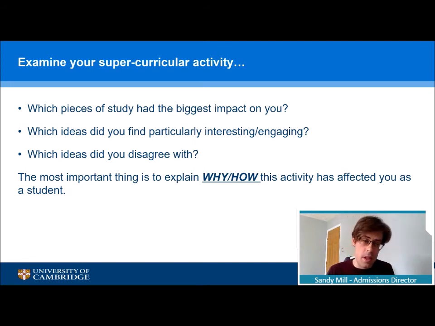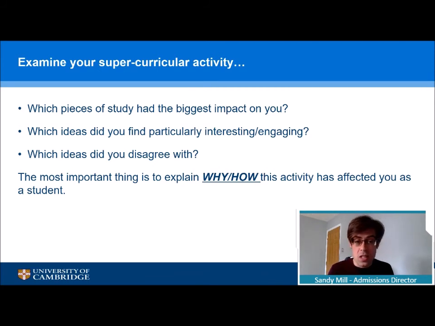By talking about the things that you've read and done, why they've influenced you, how they've influenced you, you're explaining how the things you've done show that you are a great university-ready student. Never skimp on that explanation step. The more you talk about the ideas that you found interesting and why, the things that have influenced you and why, the better your statement is going to be.